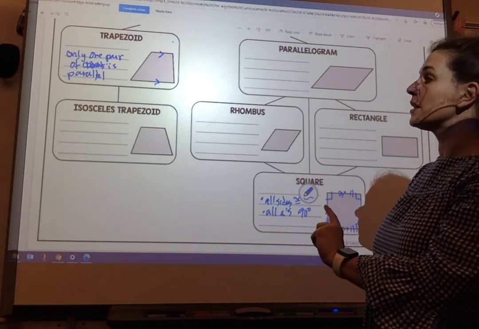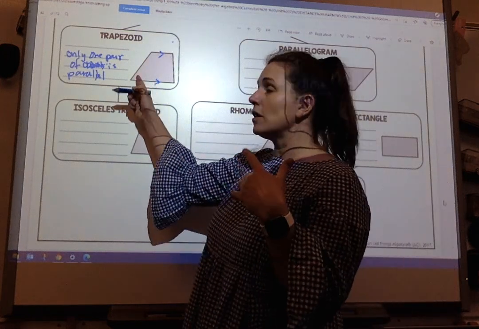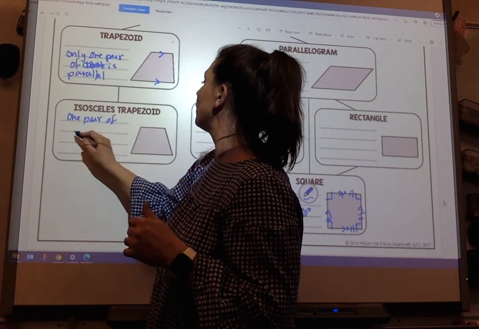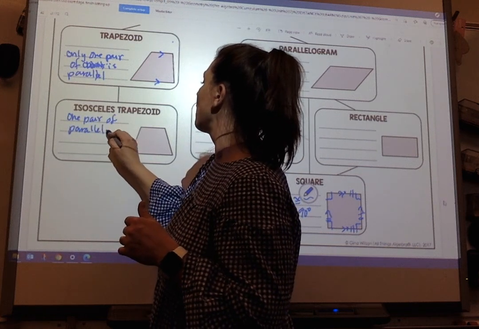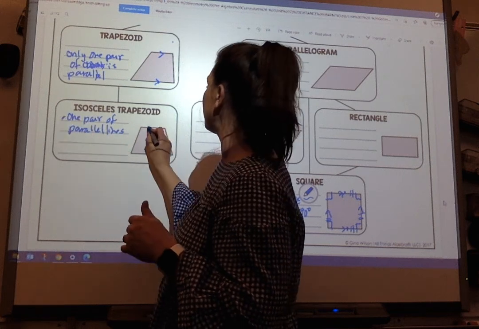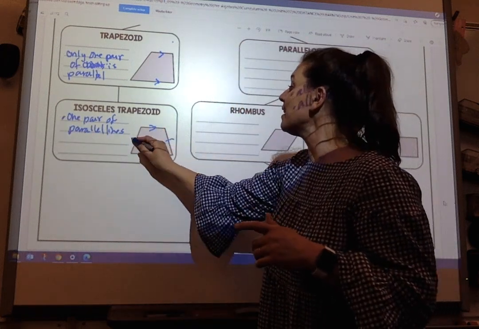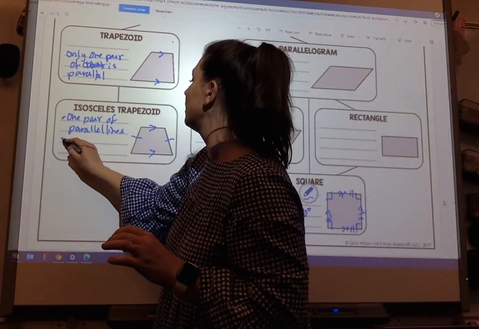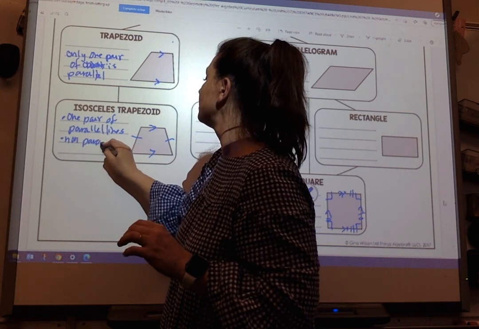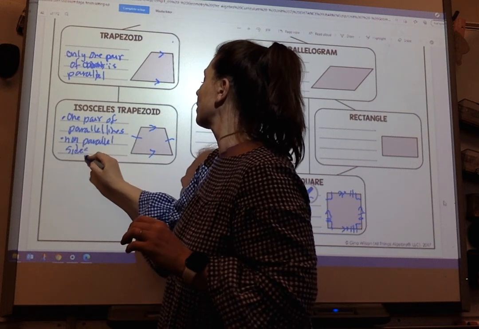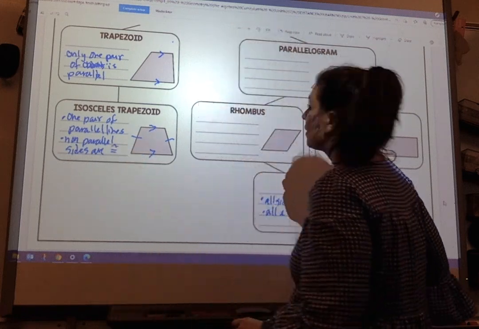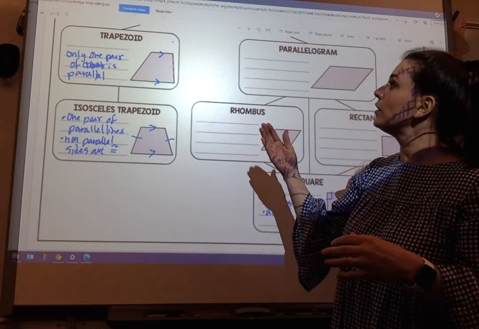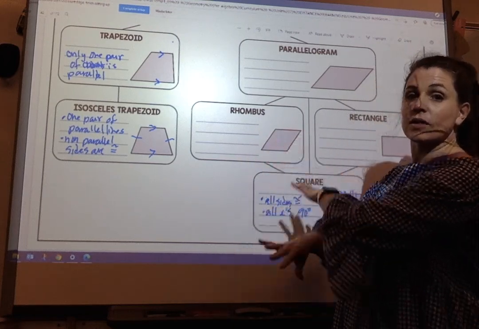Now, an isosceles trapezoid is unique in that it still meets this criteria. One pair of parallel lines. Okay, here. And these guys are congruent. So that would be the non-parallel sides are congruent. And that is the overview of quadrilaterals. So we're going to look at it in more detail, but I love this because it gives us the overarching picture.